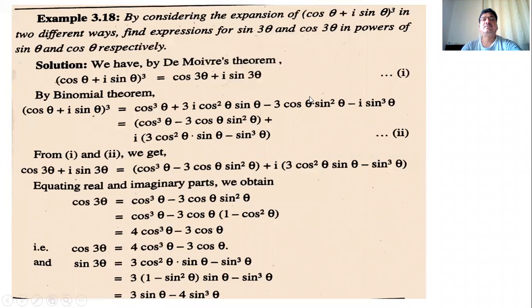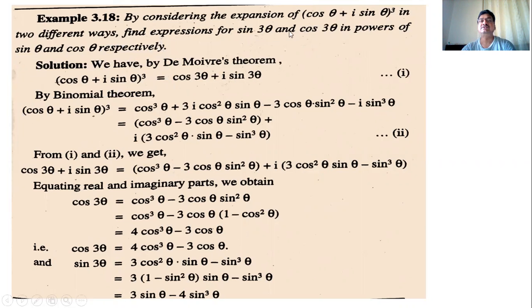Next problem on complex number. By considering the expression of (cos theta plus i sin theta) raised to 3 in two different ways, find the expression for sin 3 theta and cos 3 theta in powers of sin theta and cos theta respectively. So this example gives the procedure of answer of this example.